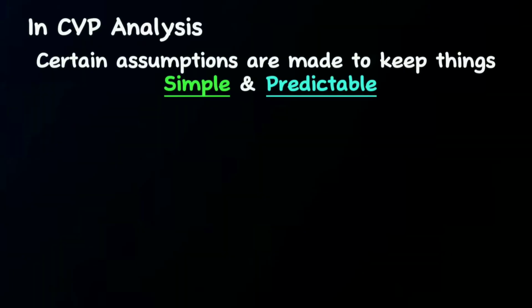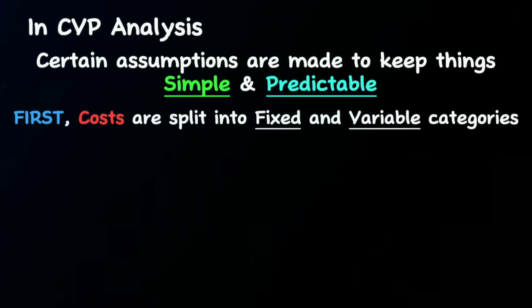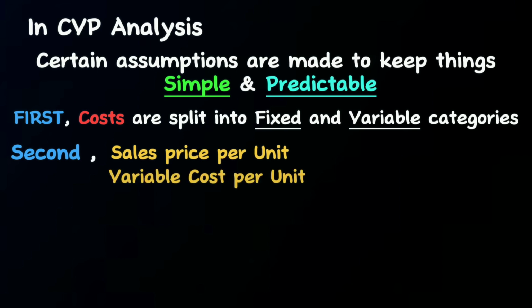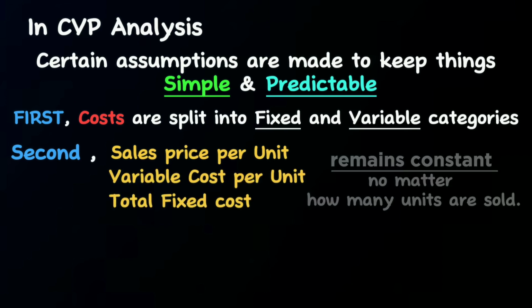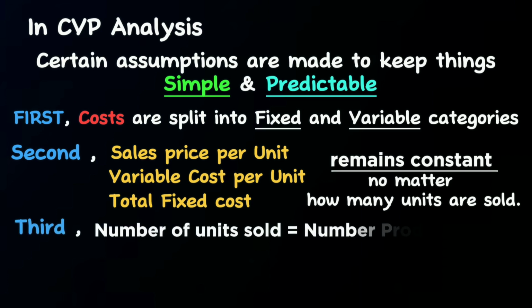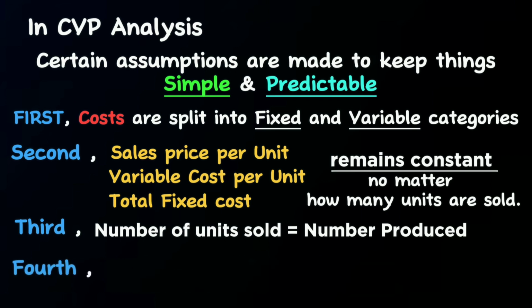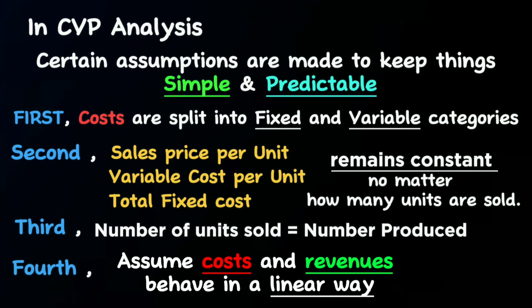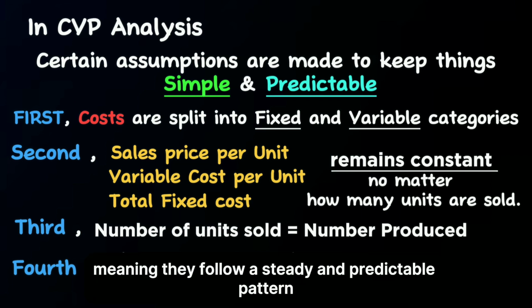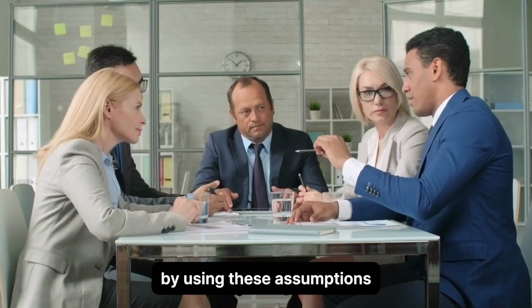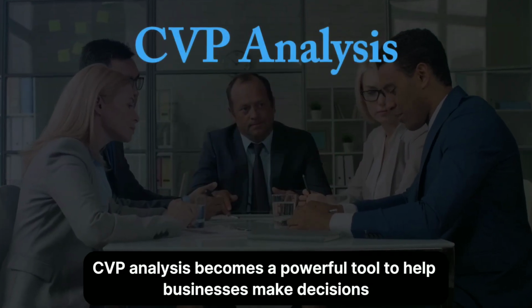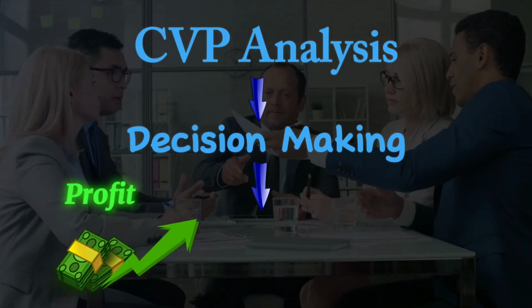In CVP analysis, certain assumptions are made to keep things simple and predictable. First, costs are split into fixed and variable categories. Second, sales price per unit, variable cost per unit, and total fixed cost remain constant no matter how many units are sold. Third, the number of units sold equals the number produced, meaning no changes in inventory. Finally, we assume that both costs and revenues behave in a linear way, meaning they follow a steady and predictable pattern. By using these assumptions, CVP analysis becomes a powerful tool to help businesses make decisions that maximize profit and minimize risks.